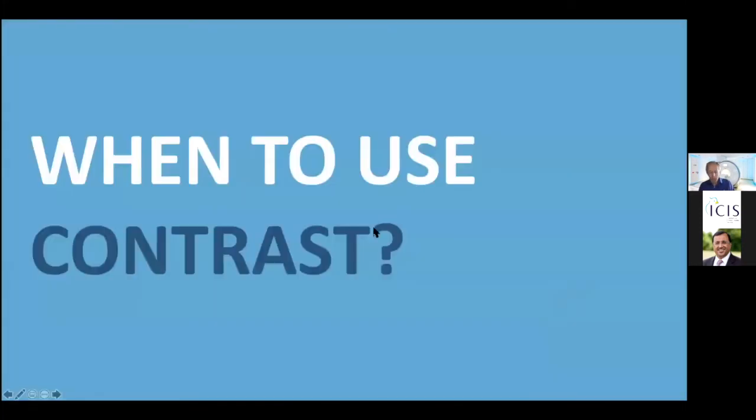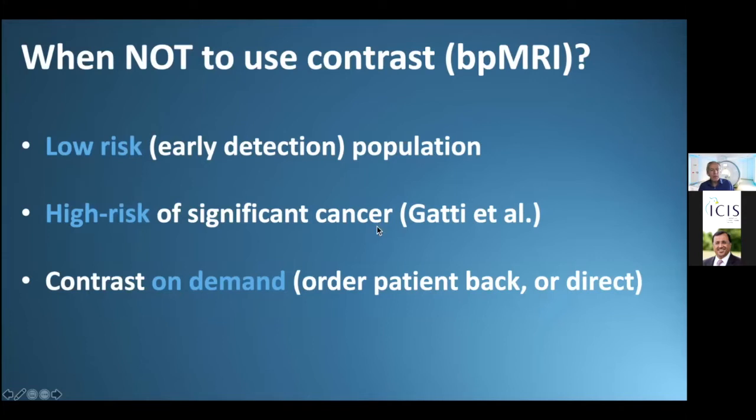The other thing: when there is a high risk of significant cancer, so when it's likely that there is something there which you will not miss with the other sequences, you don't need contrast. And also you can consider using contrast on demand. That means you are performing no-contrast MRI and you have in the back of your head that in some percentage of your patients, you have to bring the patient back. If that is not a problem, then you can consider being quite flexible in not giving contrast.